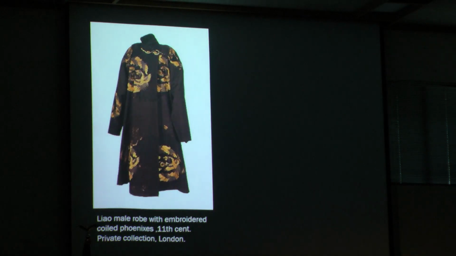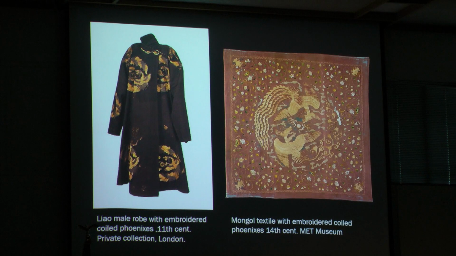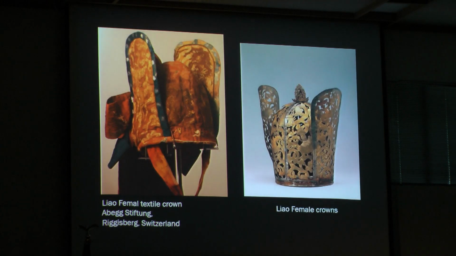Again, another type of Liao robe made with the coiled phoenixes, a motif that became very popular during the Mongols. This is a Mongol piece. This population, like most of the nomadic people, preferred and produced golden objects and textiles. A very well-preserved collection of Liao costumes is held in the Abegg-Stiftung in Switzerland. This is a textile crown with golden embroidery, similar in shape to the type made of gold from one of the Liao tombs.